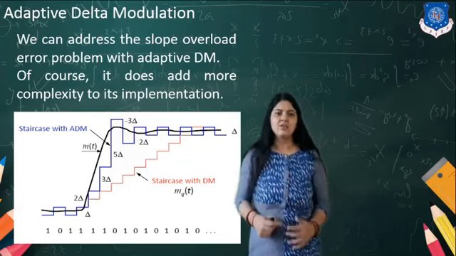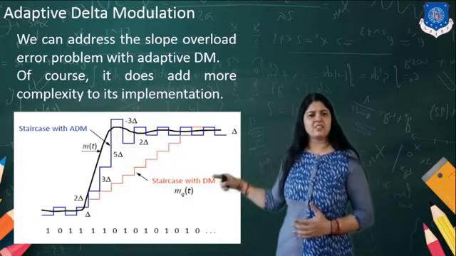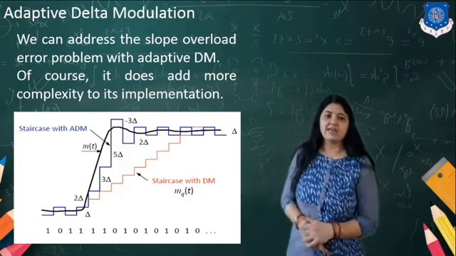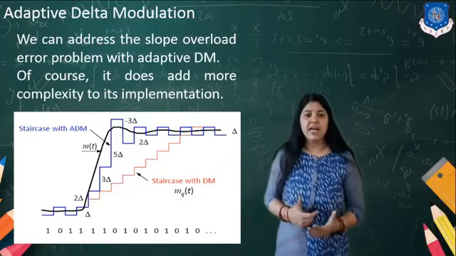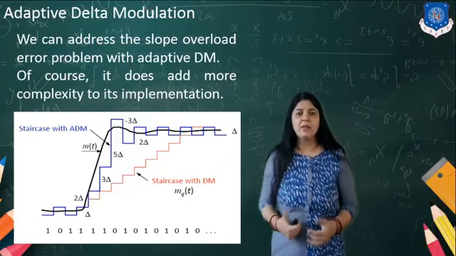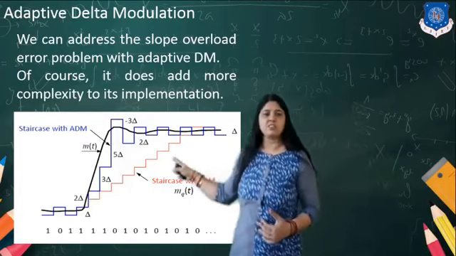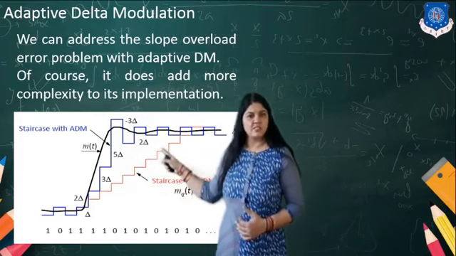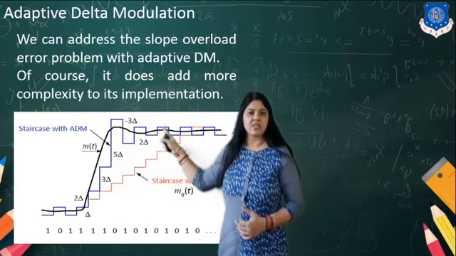Later there is again a small change in the signal, then the step size to reach the original signal is varied. That is 3 delta, 5 delta, 2 delta. That is why, if you keep a constant step size, you can see that this is the constant step size, and it does not follow the original signal.